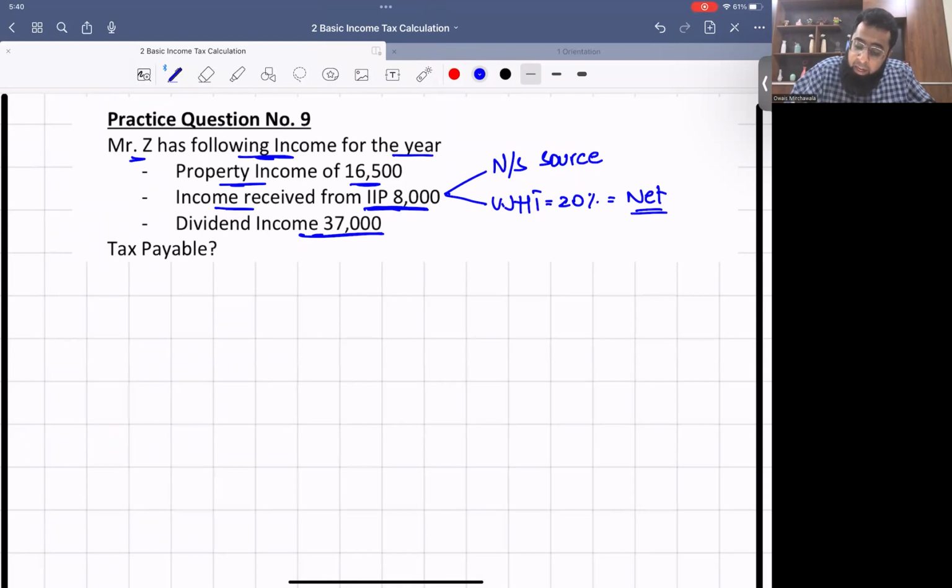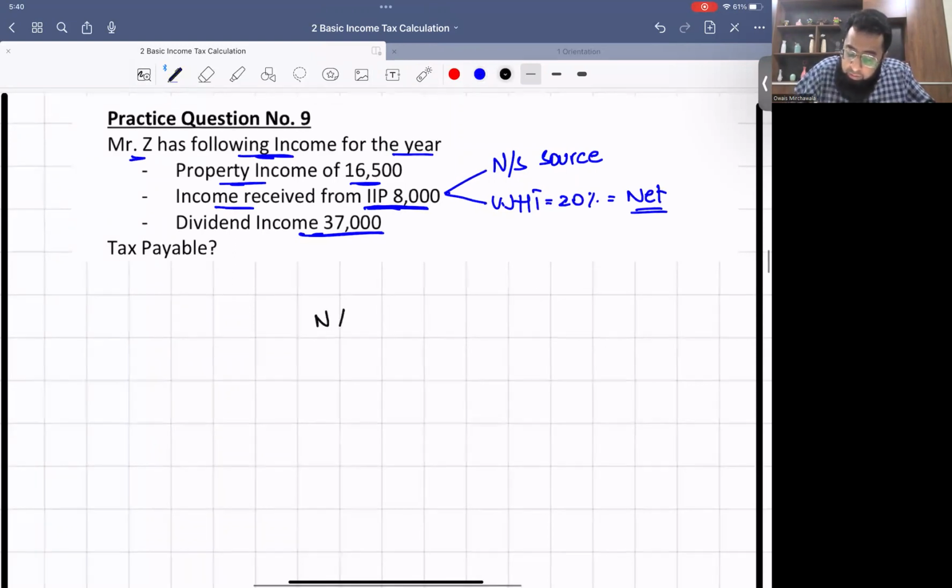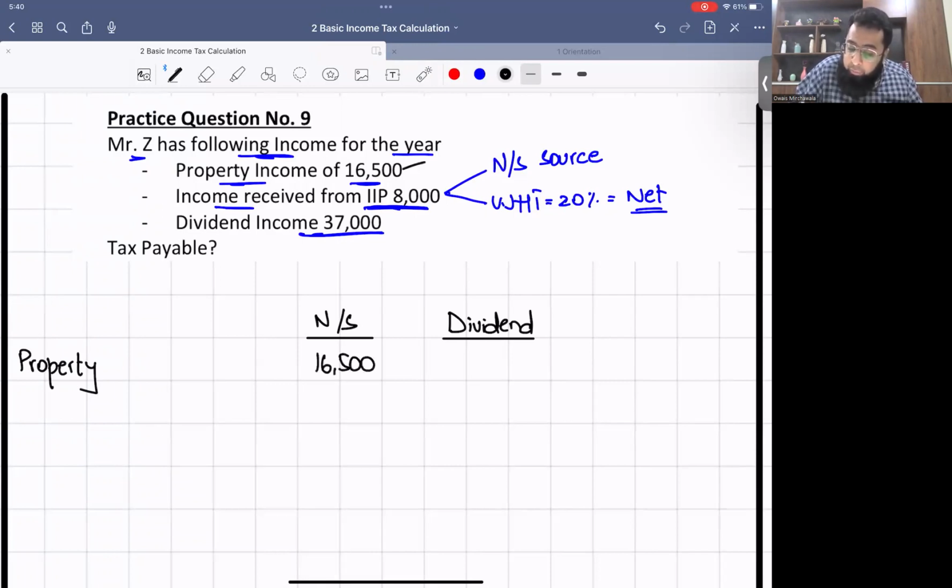Now, we will make heads of income: non-saving income, and the other is dividend income. Listen to me carefully. Property income goes in non-saving, 16,500. IIP. It is not written from which source the IIP is earning. So we assume it as a non-saving source. Okay. These are the default assumptions. You have to use them in your examination also.